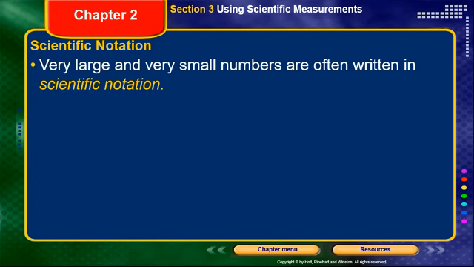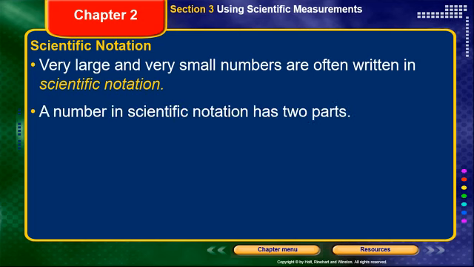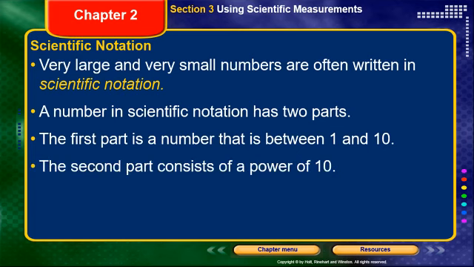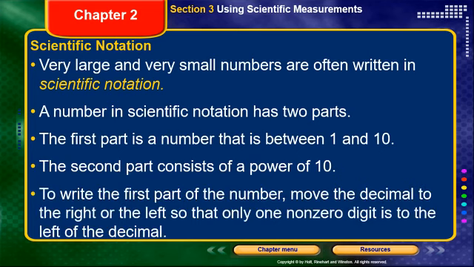Moving on to scientific notation. Very large and very small numbers are often written in scientific notation. A number in scientific notation has 2 parts. The first part is a number that is between 1 and 10. The second part is a power of 10. To write the first part of the number, move the decimal, for whatever value you're working with, to the right or to the left so that there is only one non-zero digit to the left of the decimal.